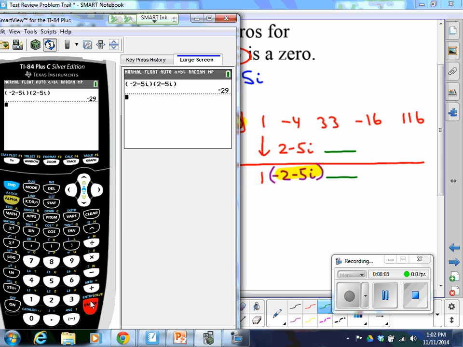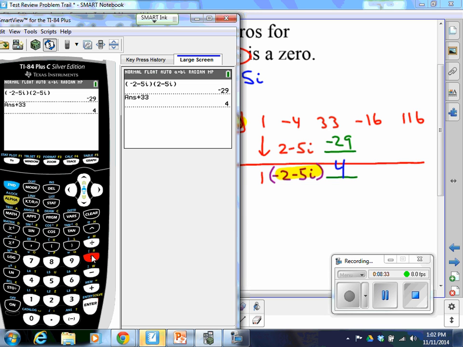So that number is what's going to go up here. Then what we're doing is adding the 33 to that. I'm just going to keep the string running in the calculator. Add 33 to that, and that's going to give me a 4 down here. Now that 4 is getting multiplied by the thing we were dividing by, which again was the 2 minus 5i. So I'm just going to hit multiply and times that by, in parentheses again, 2 minus 5i. That's going to get me 8 minus 20i to go up here.